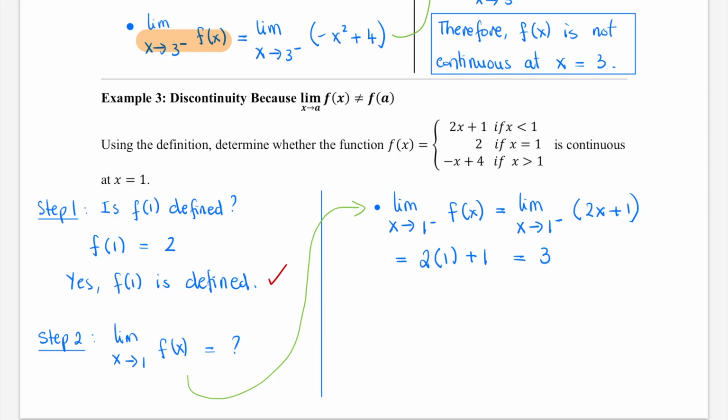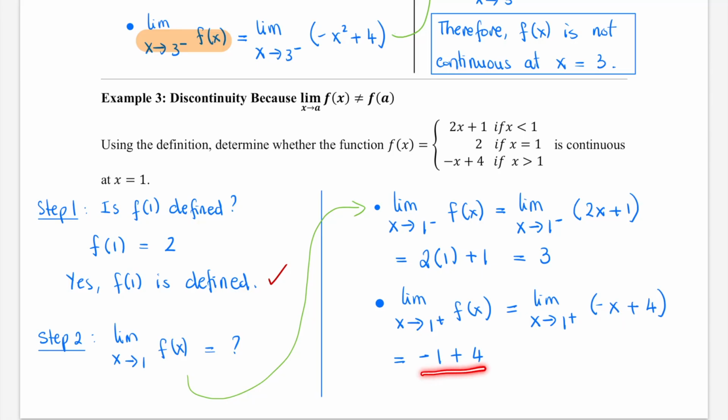Now, let's find the right-hand limit. For the right-hand limit, x is approaching 1 from the right. That means x is greater than 1. When x is greater than 1, I'm using this formula, negative x plus 4. And I will substitute x with 1. I'll have negative 1 plus 4, which is 3.